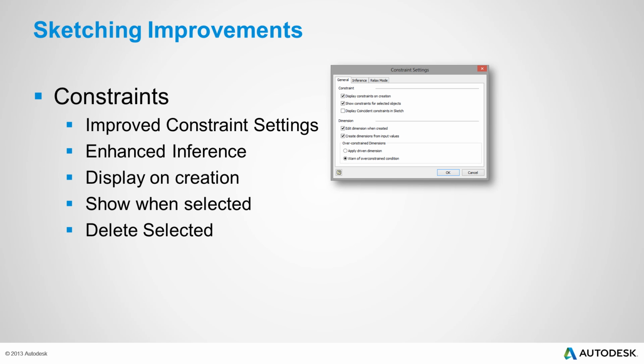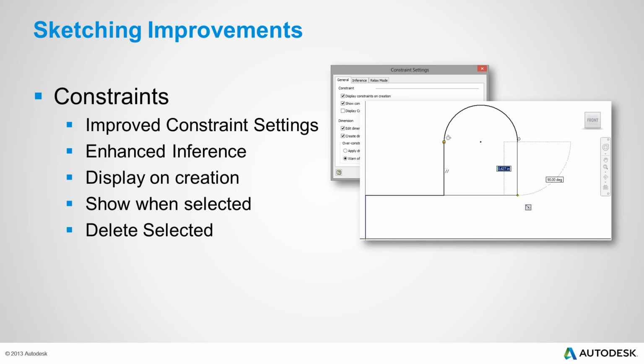All right, let's take a look now at some of the changes which have been made to the sketching environment. First and foremost, you're going to notice that the constraint settings dialog box has been changed to allow for the addition of the new relax mode, which we'll get into in a second, as well as changes to the general tab itself and the inferencing. We've made changes to how constraints are set. We now display the sketch constraints themselves as you're creating them. You can select them, and manipulating those constraints has become much easier to the user.